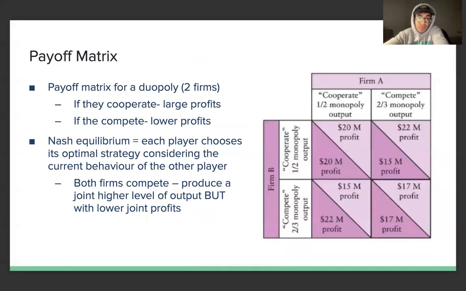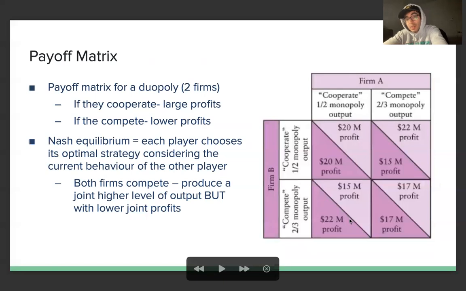So you have two firms. When it's two firms, it's called a duopoly. This terminology. If they cooperate, they have large profits. If they compete, they have lower profits. But if one firm cooperates, the other competes, then the competing firm would end up with even higher profits. So let's look at the table here.